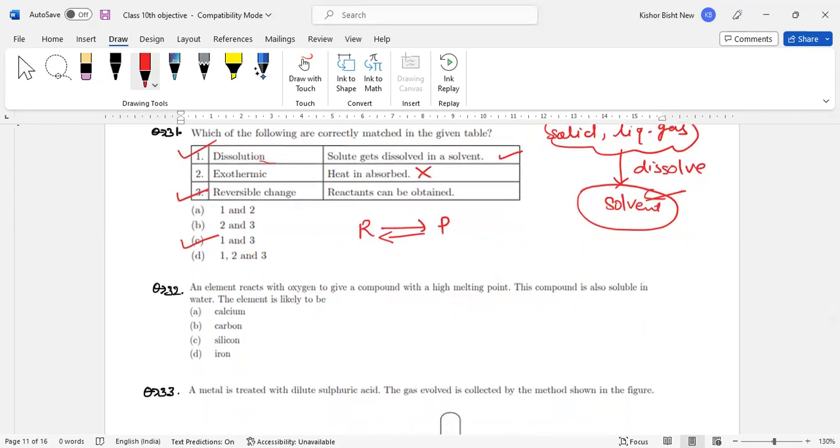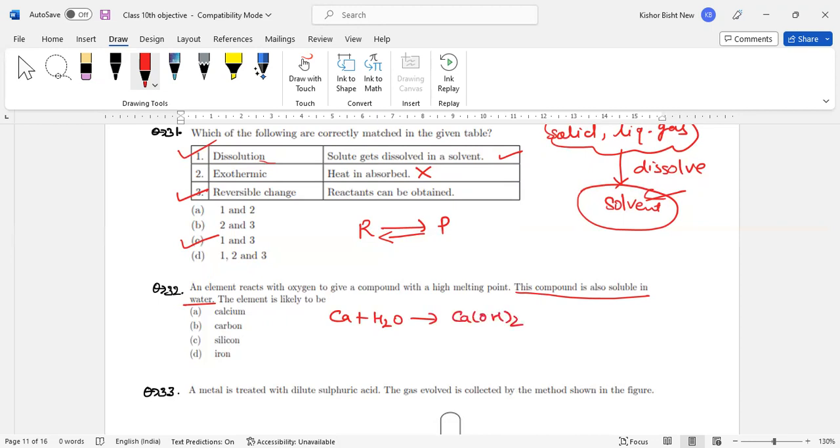Next question: an element reacts with oxygen to give a compound with a high melting point. This compound is also soluble in water. Here the clue is given. Now come to this one. Calcium plus water, calcium hydroxide will form. This is soluble in the water.